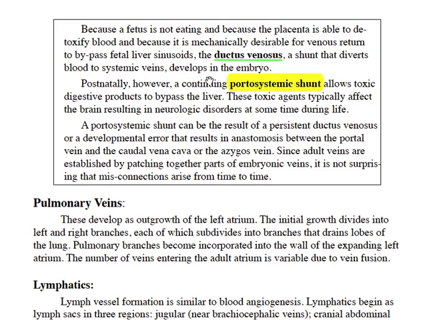Being able to bypass liver sinusoids works in the embryo because the maternal liver is able to detoxify placental blood. Postnatally, however, a persistent portosystemic shunt that allows toxic digestive products to bypass liver sinusoids is problematic. The toxic molecules can produce neurological signs.